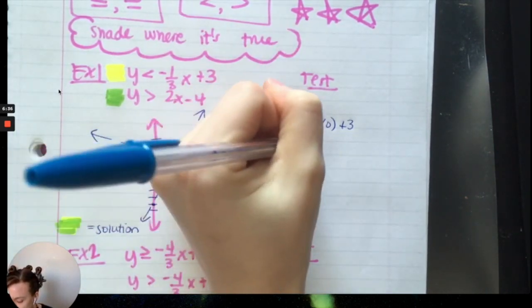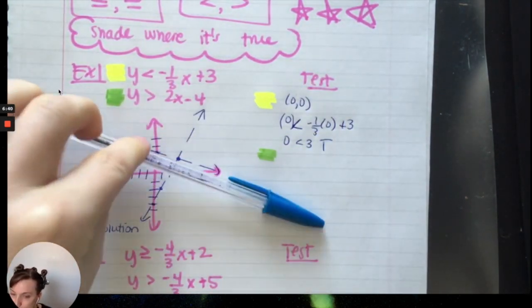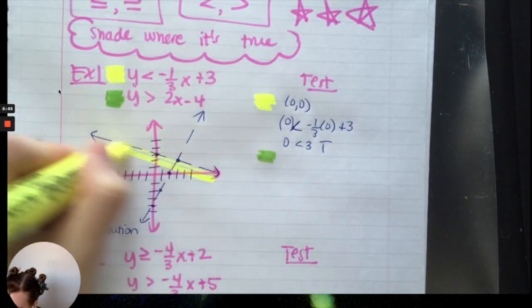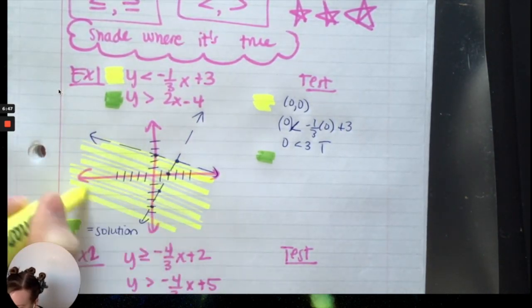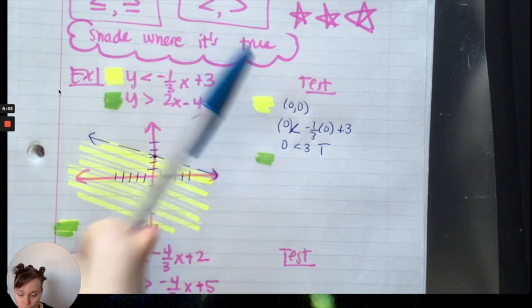0 is less than 3. True or false? That is true. That means everything below this line is true. So I'm going to shade it with my yellow highlighter. That is not flush.